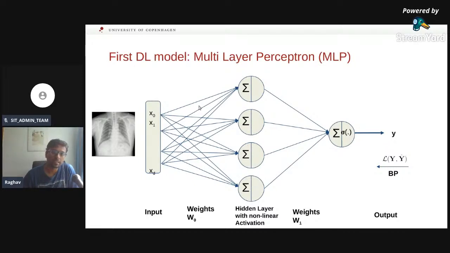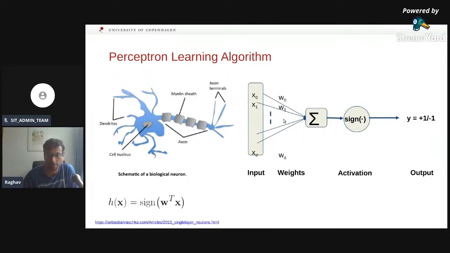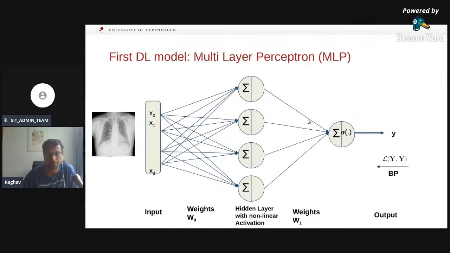If you see here, the first block, you have a bunch of input data points, X1 to XD. This arrow means that X0 was multiplied with W0, X1 was multiplied with W1, XD was multiplied with WD, and then we took a summation. That's what is going on here. Each edge has a weight corresponding to it, and you multiply that with these inputs and then do this summation.